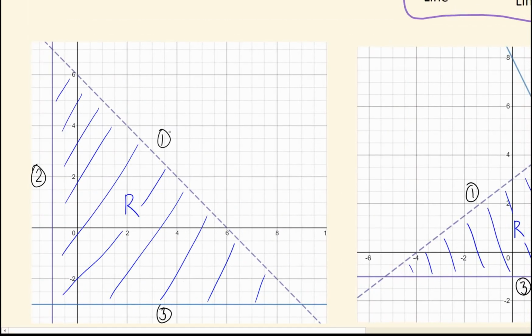So let's start with equation 1. Okay, again, this we can do 2 ways. We can use y equals mx plus c, or we can use ax plus by equals c. Which you use really doesn't matter. I'm going to pick the new way, just so you see how it works.